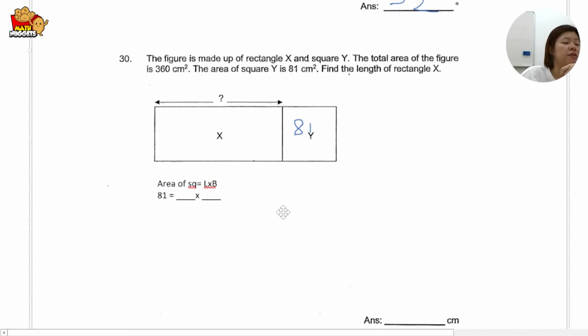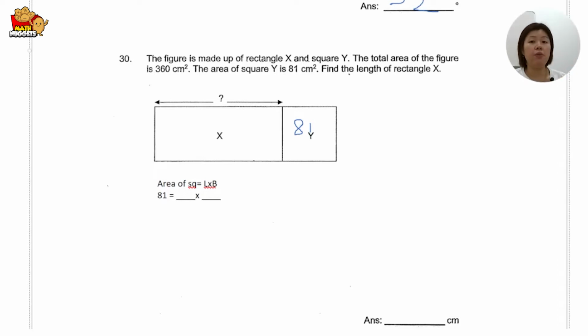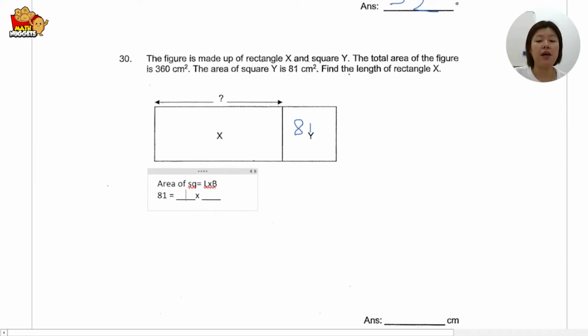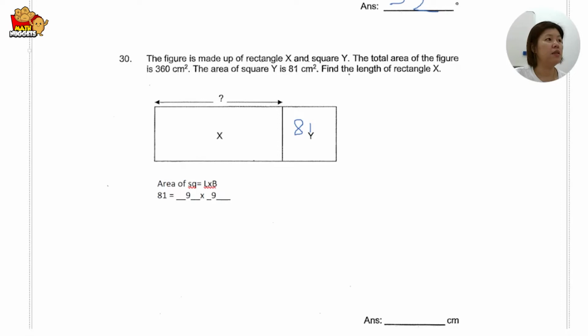So if you can try out 6 times 6 will give you 36. So means I can't use my length as 36. So next one will be 81. Let's try 8 times 8, which is 64. And the last choice will be 9, which will give you the answer 9 times 9. So since I know that this is 9, let me put it here 9, 9, 9.